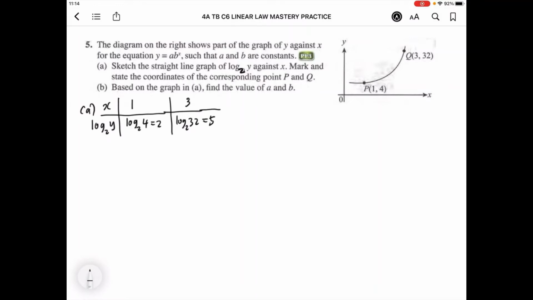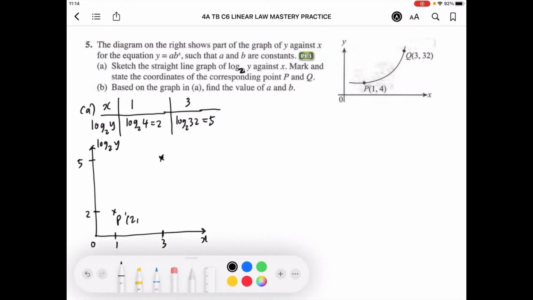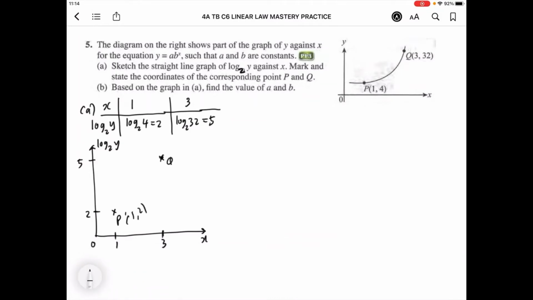Okay, now to plot this, I'm going to draw log base 2 y versus x, and I have 2 points. This is just a sketch, so we don't have to plot accurately. This will be 1 and 2, and here 3 and 5. This will be your first point P, maybe I call it P prime because it's a new value after you introduce log. So it's 1, 2. This is point Q, which is 3, 5. Join together, and there you go, you got a straight line.